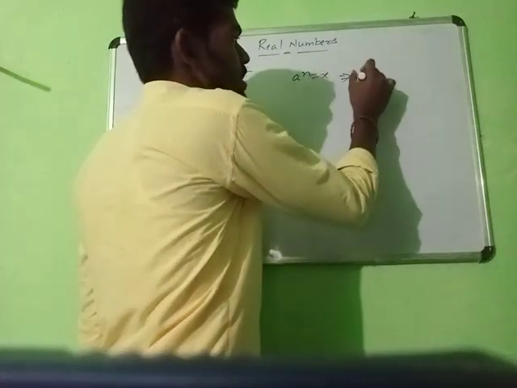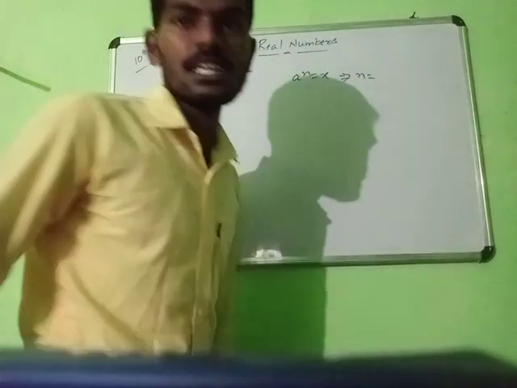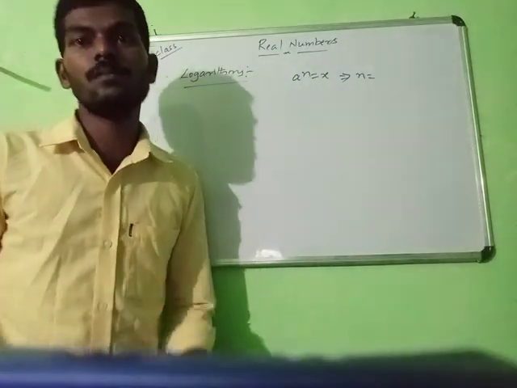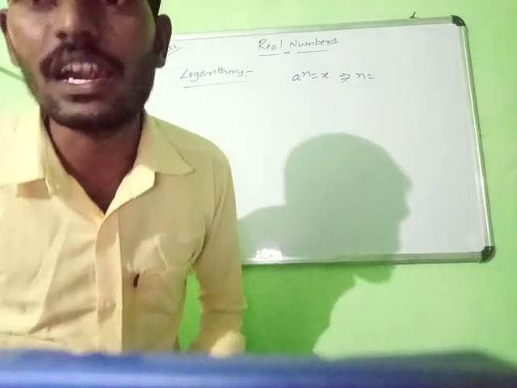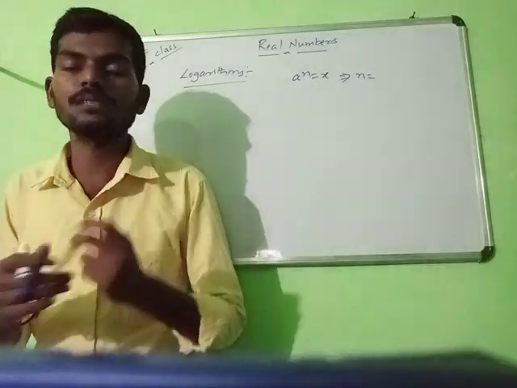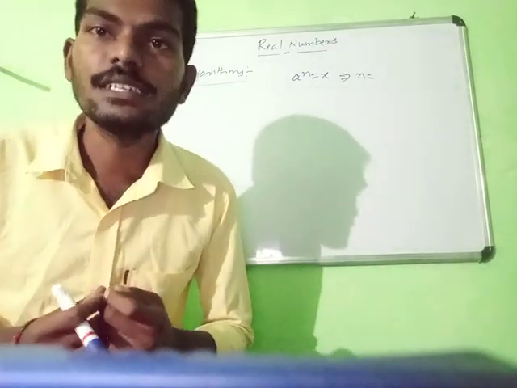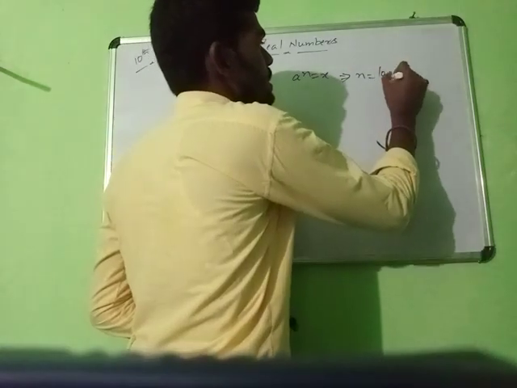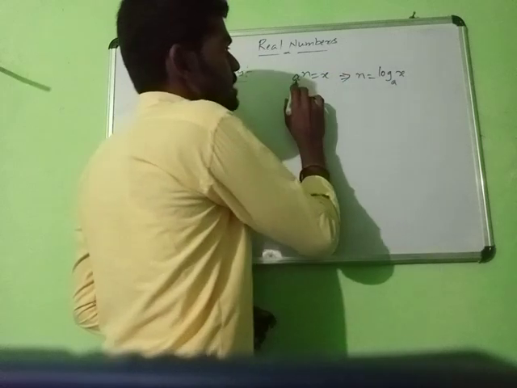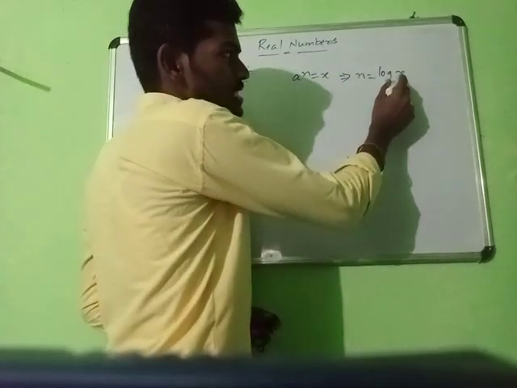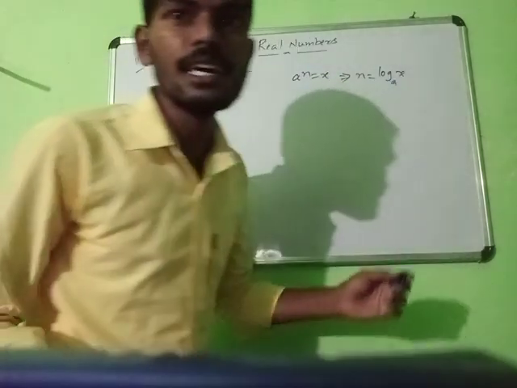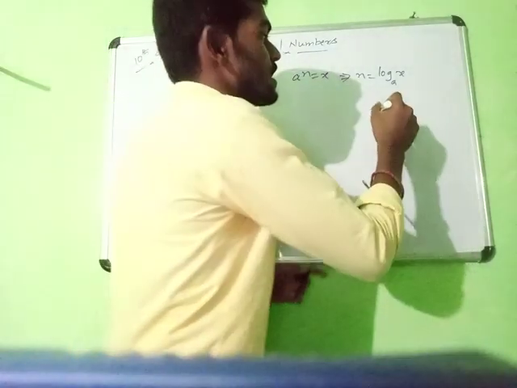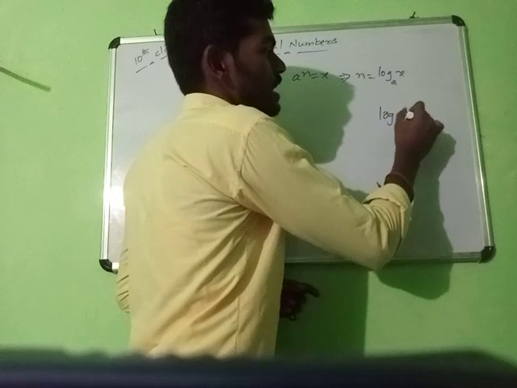Here n is equal to... what is the base? a is the base. In logarithms also, the base will compulsorily come. In the exponential form the base is a, and in the logarithmic form the same base will come. So this is written as log x base a. Write log x first, then the base a.